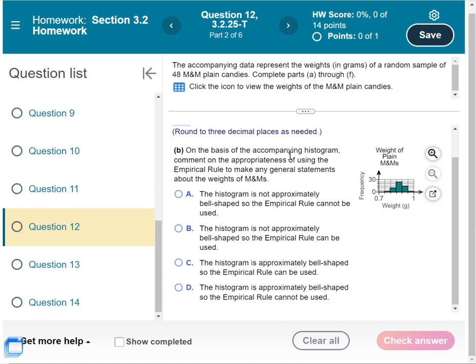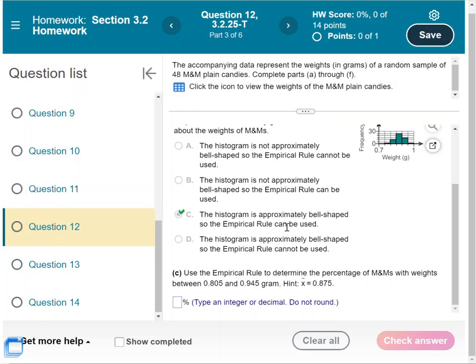So on the basis of the accompanying histogram, comment on the appropriateness of using the empirical rule to make any general statements about the weights of M&Ms. So we can use the empirical rule if it has a bell shape, and you can see that it does here. And so the histogram is approximately bell-shaped, so the empirical rule can be used. There we go.